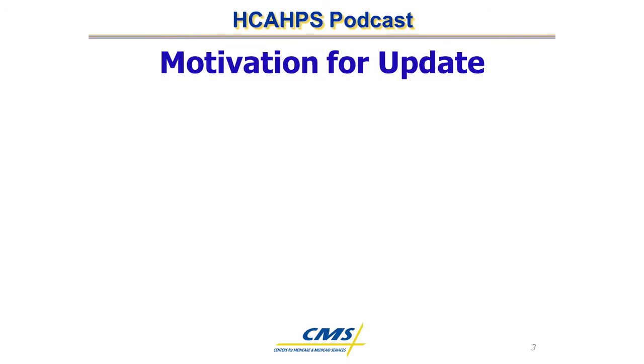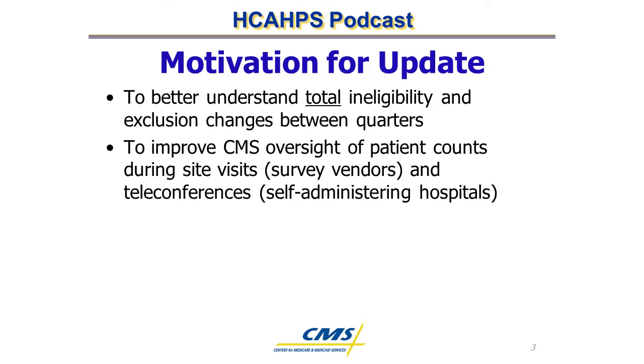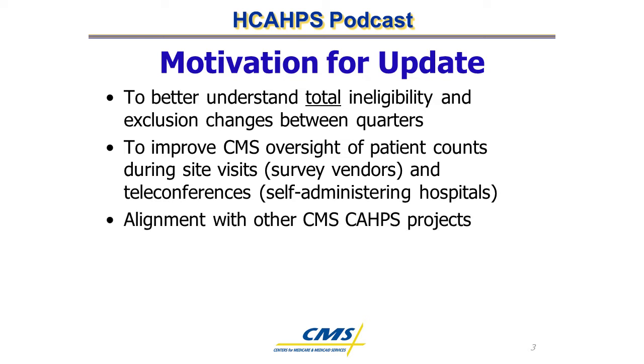Slide 3. Motivation for update. It is important for CMS to be able to understand changes in hospital counts that may occur between quarters, specifically changes in total ineligibility and exclusions. By adding this new variable, oversight activities with survey vendors and self-administering hospitals will be enhanced, as the project team will be better able to track record counts in the discharge files. Also, this change will more closely align HCAHPS with other CMS CAHPS projects.